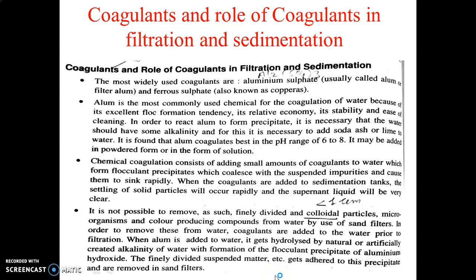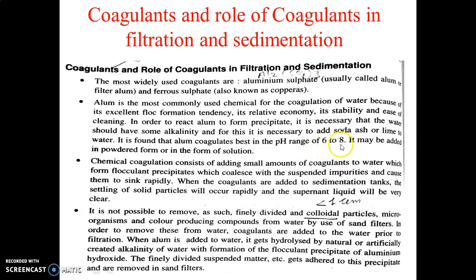and they settle down and can be removed by the sand filter. Okay, so for that purpose you have to make that water slightly alkaline. Alkaline means you have to add soda ash or lime to that water. So you have to maintain the pH of that liquid at 6 to 8.